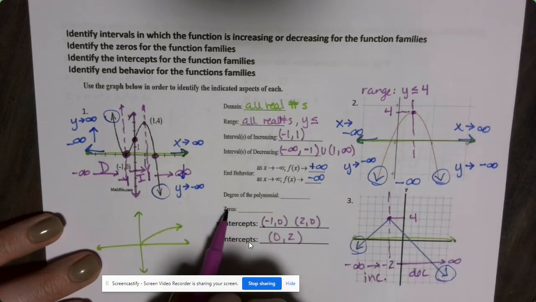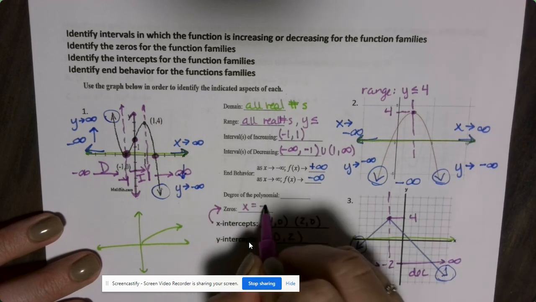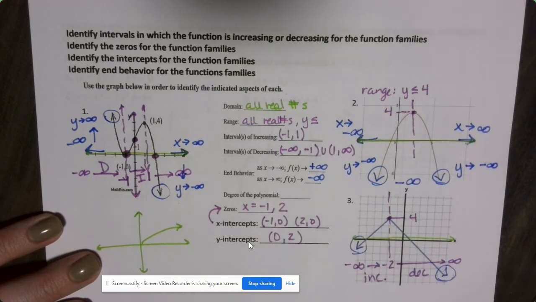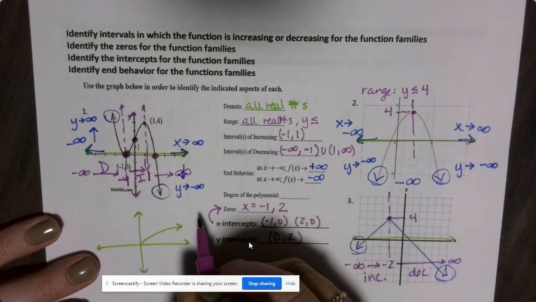Now, your zeros are actually the same thing as your x-intercepts. That's where your x is going to equal negative 1 and 2. Those are zeros. Those are also the same thing as solutions, or if you see the word roots.